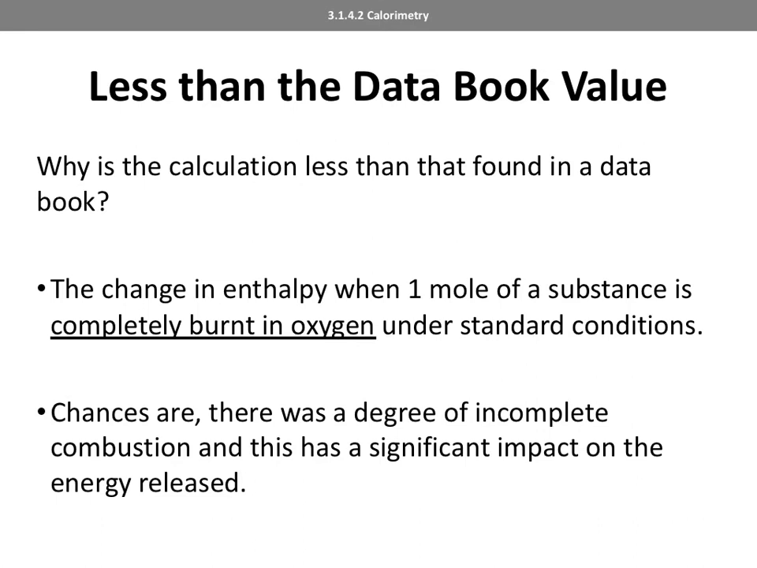You've got to be very clear about this: if the question is about combustion and it asks you why it is less than the data book value, then your answer is there is a degree of incomplete combustion. Your calculated value will always be less than the data book value. So it's not just saying it's different, it's saying it's less. Less energy is released when it's a combustion reaction because there will always be a degree of incomplete combustion, and the data book value is based on complete combustion.